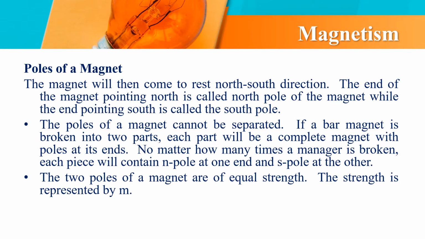If a bar magnet is broken into two parts, each part will be a complete magnet with poles at its ends. No matter how many times a magnet is broken, each piece will contain an N pole at one end and an S pole at the other. The two poles of a magnet are of equal strength. The strength is represented by M.